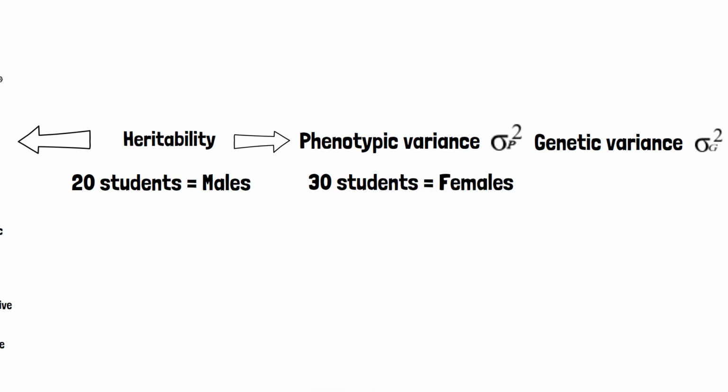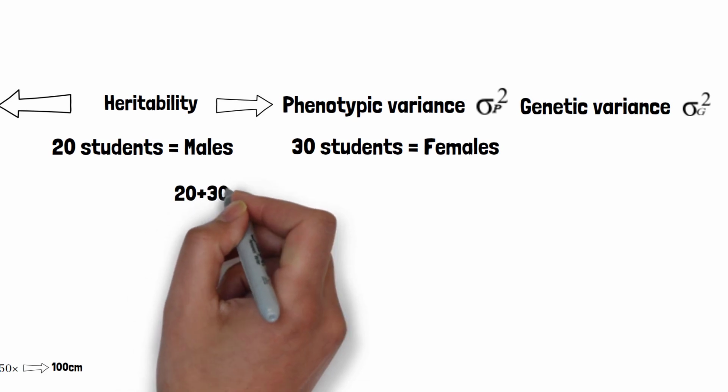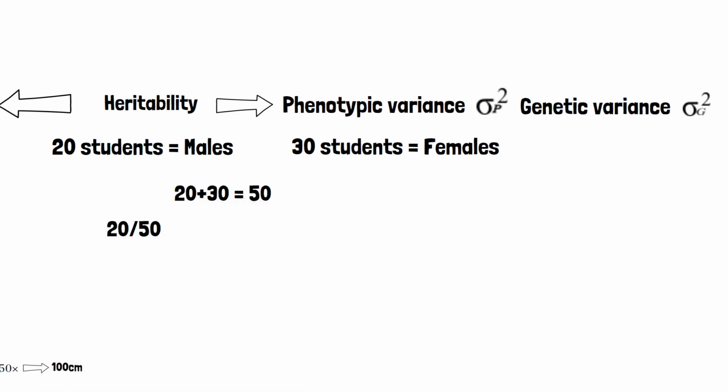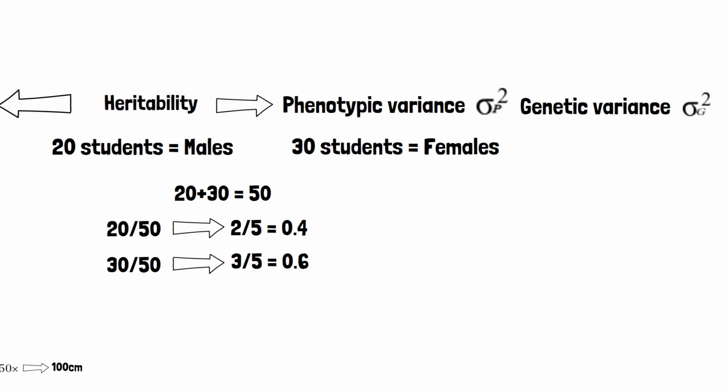So what will be the proportion of the males in the whole class? The whole class is 50 students, right? That is if you sum 20 and 30, making 50. So the proportion of males is 20 over 50, same as 2 over 5, which is equal to 0.4. The proportion of females is 30 over 50, which is equal to 3 over 5, which is 0.6. Okay, let's end this bizarre yet useful analogy.